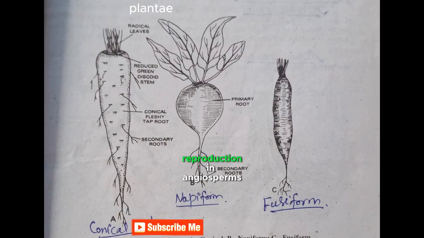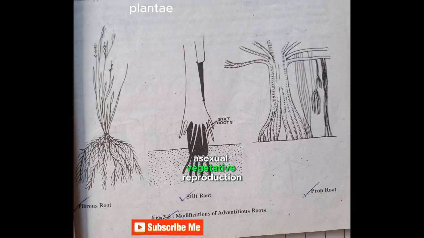rainfall. Reproduction in angiosperms. Reproduction ensures that life continues from generation to generation. Two main types: sexual reproduction, through flowers, and asexual, vegetative reproduction, through plant parts. Sexual reproduction involves pollination, the transfer of pollen from the stamen, male, to the stigma, female. It can occur by wind, water, insects, or birds.